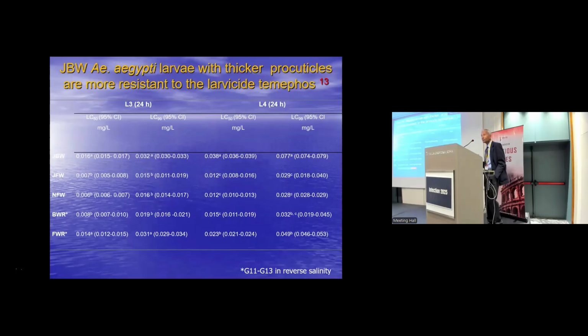Interestingly, and this is also very relevant, the brackish water larvae, L3 and L4 stages, are more resistant to the larvicide Temephos. So Temephos is the most widely used larvicide that people apply to water containers to get rid of the larvae. So they are more significantly resistant, presumably because of the thicker cuticle. We haven't looked at the penetration studies of Temephos.